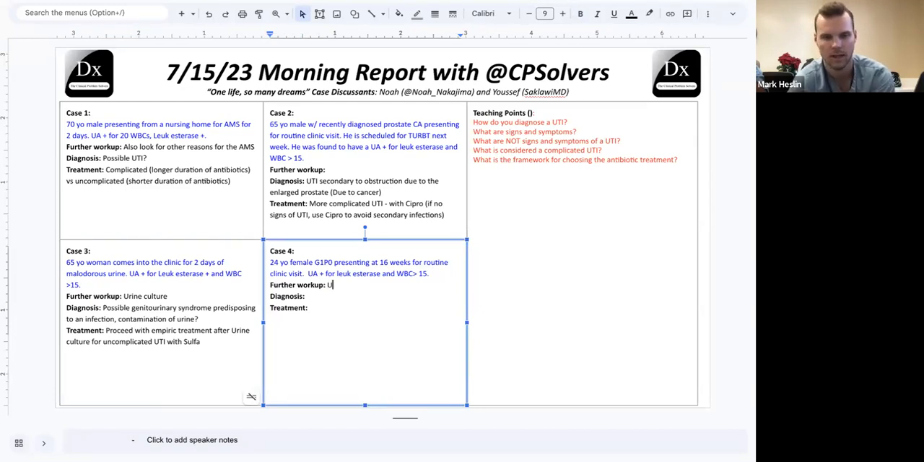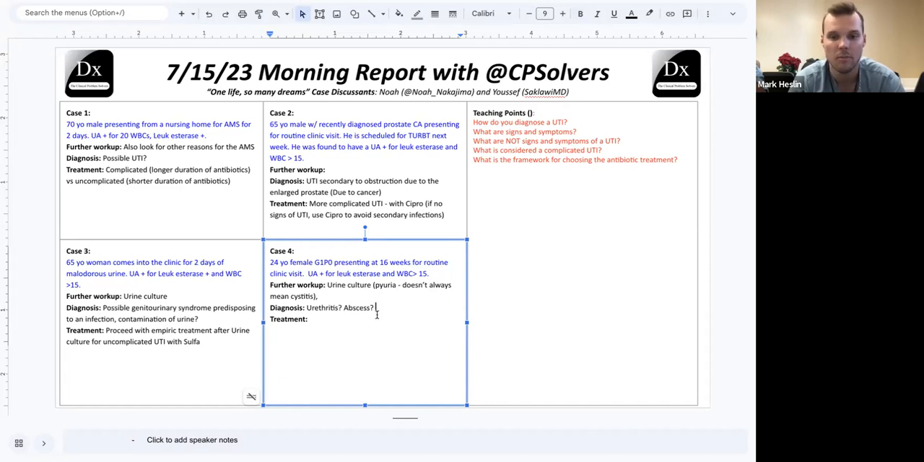As was mentioned before, pyuria doesn't always mean cystitis, right? Especially in a patient like this, you could have urethritis, you can have vaginitis, you can have other causes of pyuria, even ureteral causes like colitis or an abscess that can all lead to pyuria. So the differential for pyuria is definitely really broad.